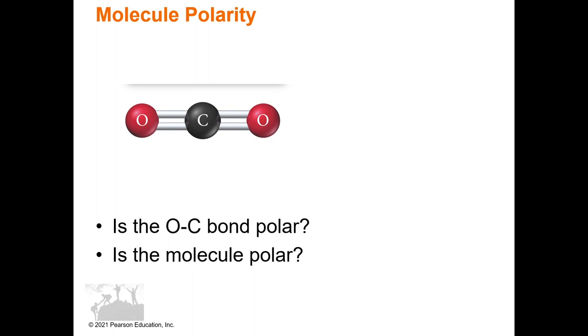Let's take a look at carbon dioxide now. Is the C=O double bond polar? Let's just take a look at one of these double bonds. Is this bond polar? The answer is yes, because oxygen is more electronegative than the carbon. So that means that this double bond is also polar. Okay, so we're drawing our arrows.